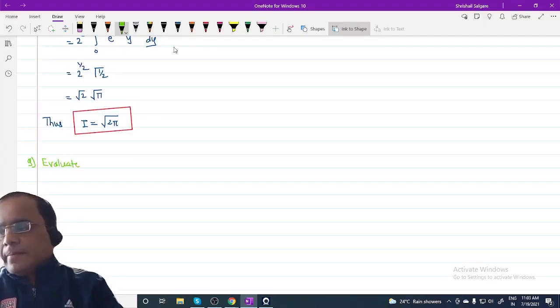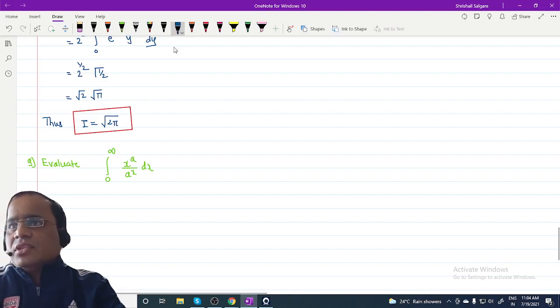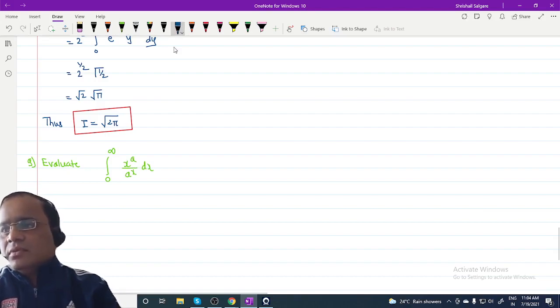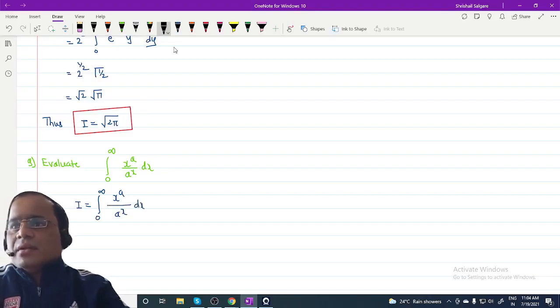Evaluate the integral from 0 to infinity of x raised to a divided by a raised to x dx. So this is another form. When I am taking the general form, you have to remember this is a particular or separate type for the gamma. Let I is equal to integral 0 to infinity x raised to a divided by a raised to x dx. Remember, in such case, what is the substitution?